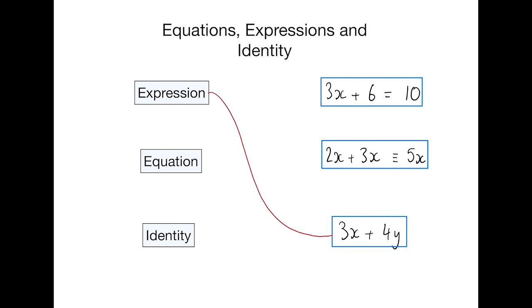An identity is where it works for every single value of x. Now that's going to be the middle one, and it's often represented by this triple equal sign here, so always look out for that. And obviously the equation only works for certain values of x. In this case, just one value of x.